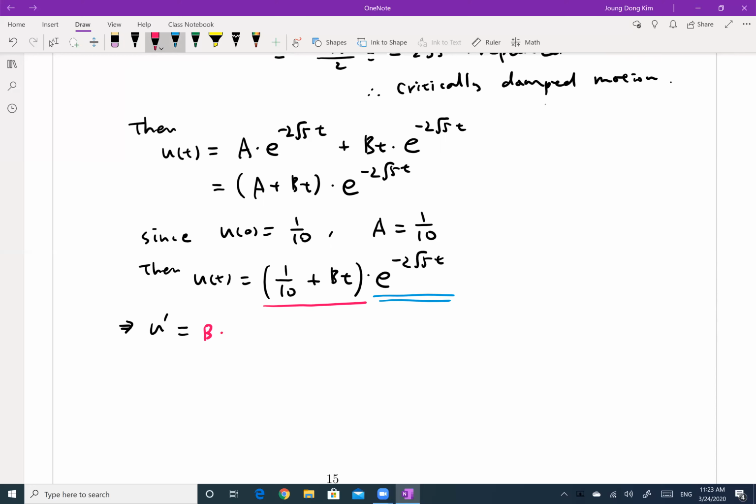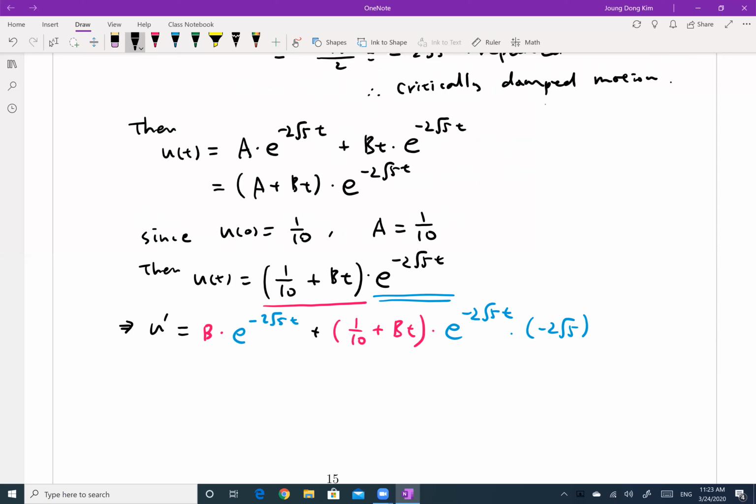First function prime times second function e to the minus 2√5 t, and plus the first function, don't do anything for your first function, times second function prime, which is e to the minus 2√5 t, and don't forget the chain rule, okay? And then almost there, okay?